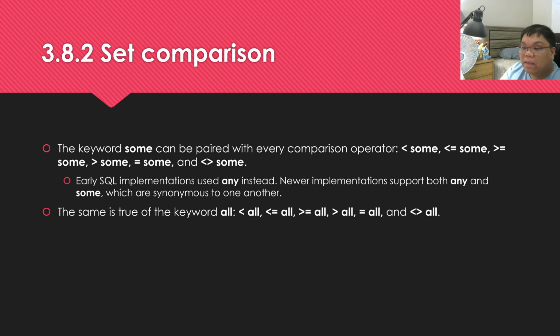The keyword some can be paired with every comparison operator. So we can have less than some, less than or equal to some, greater than or equal to some, greater than some, equal to some, and not equal to some. This is S-O-M-E some, not S-U-M sum, by the way. Early SQL implementations used any instead, and newer implementations support any and some, which are synonymous to one another. Oh, and the same is true for the keyword all: greater than all, less than all, equal to all, or not equal to all.